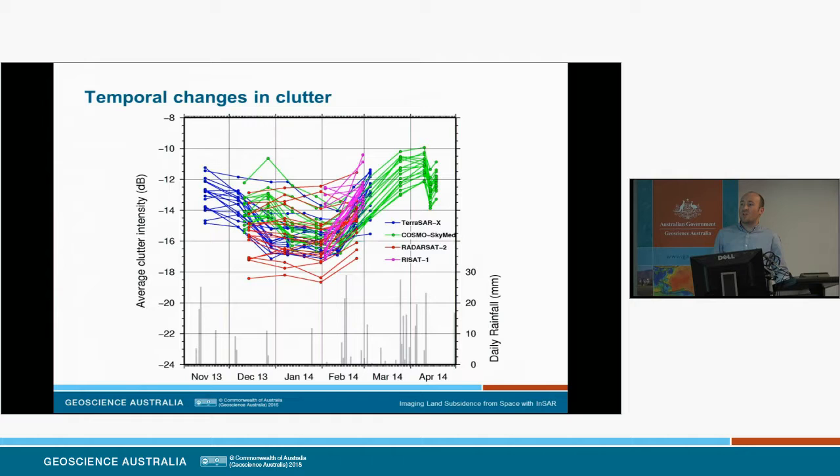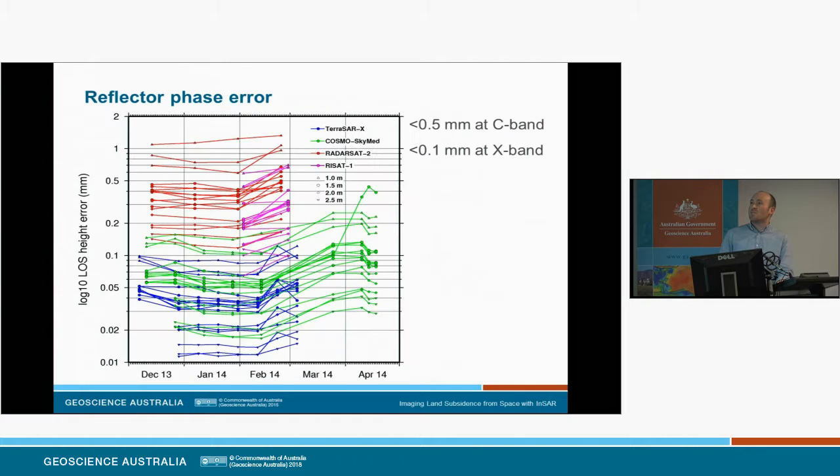In February, though, there was about 60 millimetres of rainfall over a course of 2 or 3 days, and this changed the character of the clutter. So we can see that the clutter is then increasing since the rainfall occurred. So this SAR imagery can be used to make some inferences about maybe soil moisture changes that are occurring through time. And it also impacts on our phase error estimates using the signal to clutter ratio.